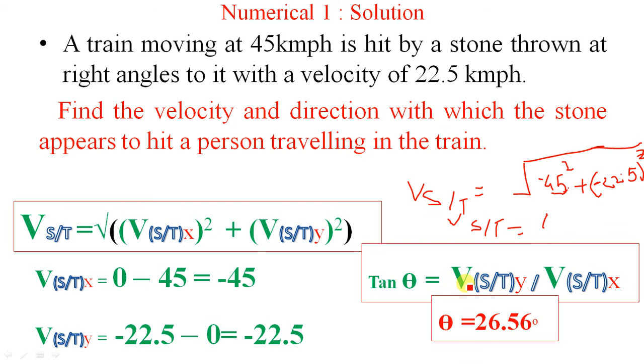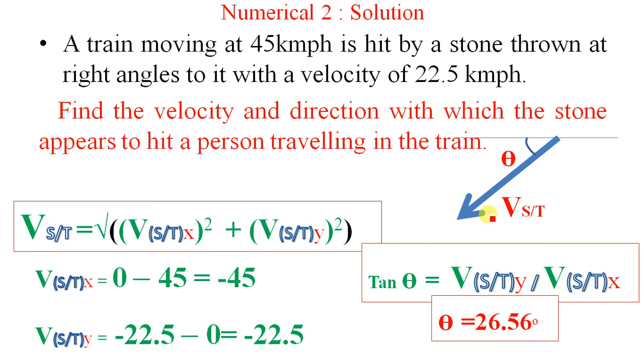Now, in order to find out the direction, you have to take the y component of the relative velocity divided by the x component of the relative velocity. So substituting the values, minus 22.5 divided by minus 45, and take the tan inverse of that, it will give you the direction theta. Both are minus, so it indicates that the relative velocity of the stone with respect to the train or person is in the third quadrant with an angle of 26.56 degrees. So this is the relative velocity of the stone with respect to that person.